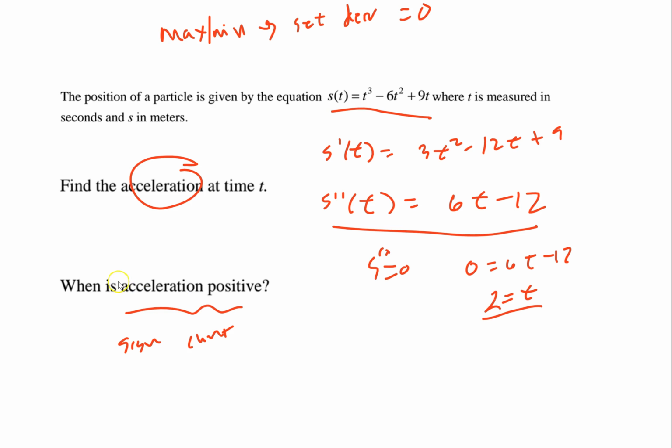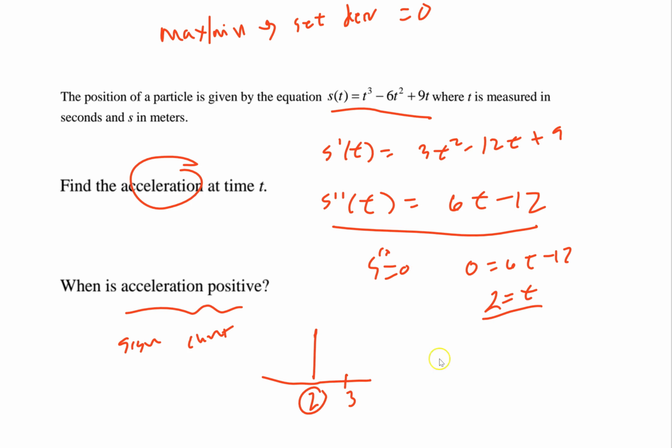Now, that's not my answer. It says, when is the acceleration positive? But that lets me know what my critical point is. That's what I was doing, finding a critical point. So you set that derivative equal to 0 and find a critical point, in this case possible inflection points. Then we do a sign chart.